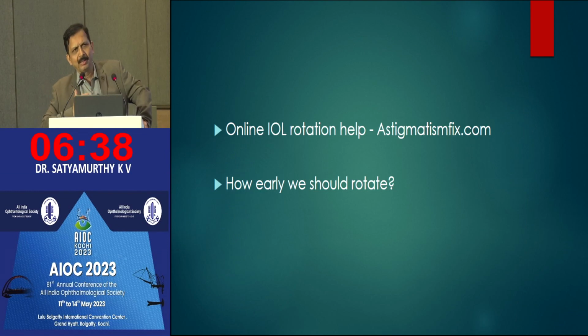Then we have online calculators like astigmatismfix.com. There are so many other online calculators which tell us how much we should rotate. And another question is how early you should rotate the lens, before the fibrosis sets in. Usually it's said 1 to 2 weeks, but some people say 4 weeks.